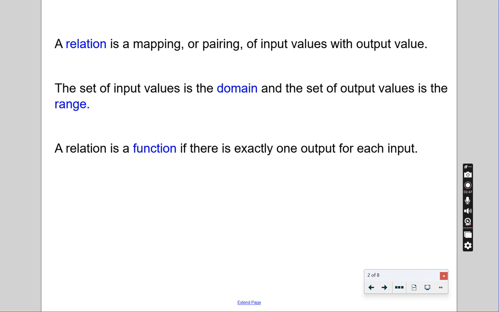Do we know those words? Okay, what variable do we use to represent domain? X. Okay, what about range? Okay, so if you want to make a note to yourself, that's typically what we're going to see. A relation is a function if there's exactly one output for each input. So a relation is pretty much anything that has inputs and outputs, but in order for it to be a function, we have exactly one output for each input.